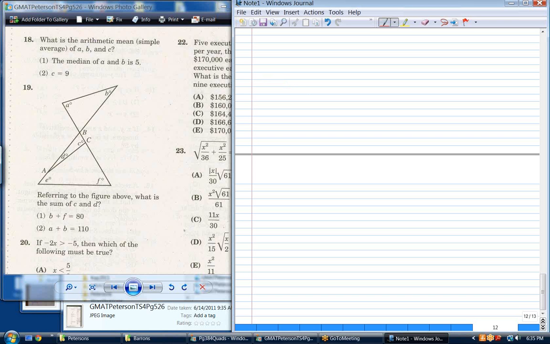What does the arithmetic mean? Arithmetic mean, you know what that means, the average. What's the average of A, B, and C? What is the average mathematically? How would I write it? A plus B plus C divided by 3. Okay.